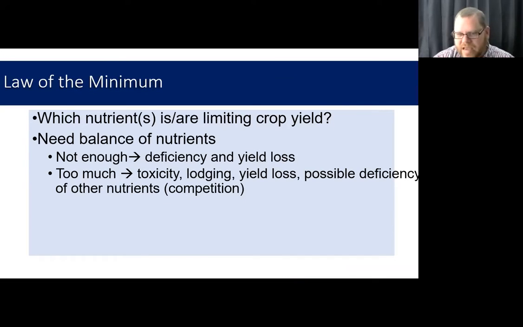So which nutrients can limit a crop? And we need a balance of our nutrients, not too much or too small of anything. Not enough, a deficiency, and we get yield loss. Too much, we can have toxicity, lodging, yield loss, a possible deficiency of other nutrients because of competition. So a balance is an important thing. And when you get your soil results back, all of these, especially macronutrients, are over on the side, and you will see what you really need.